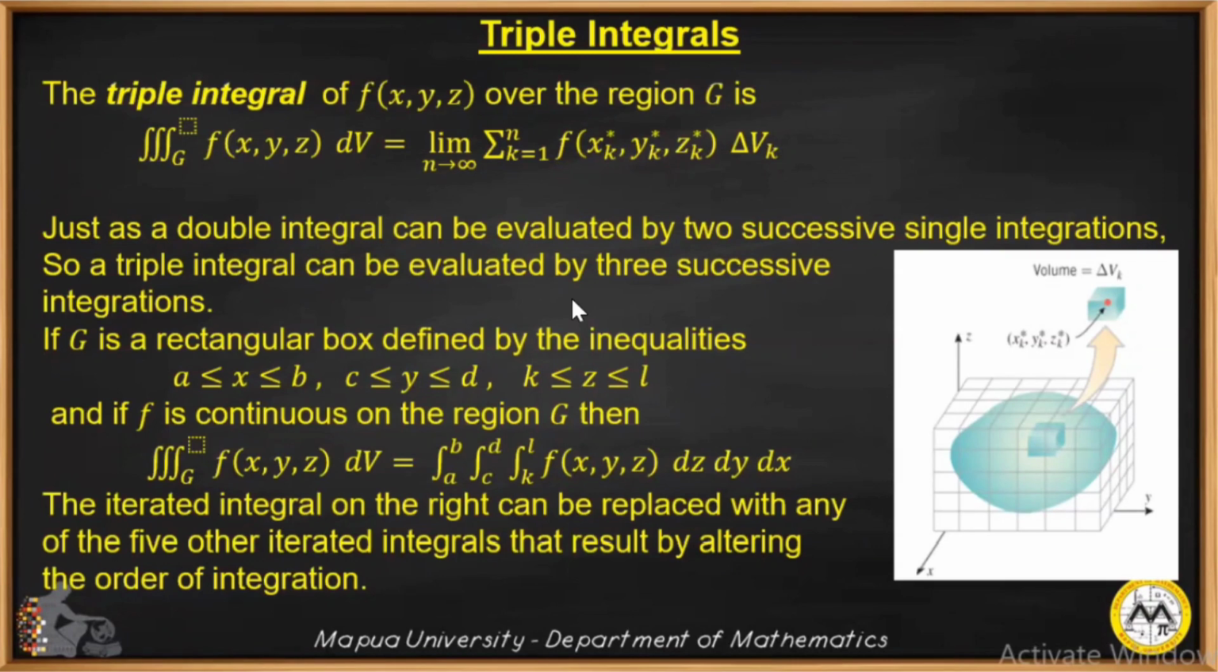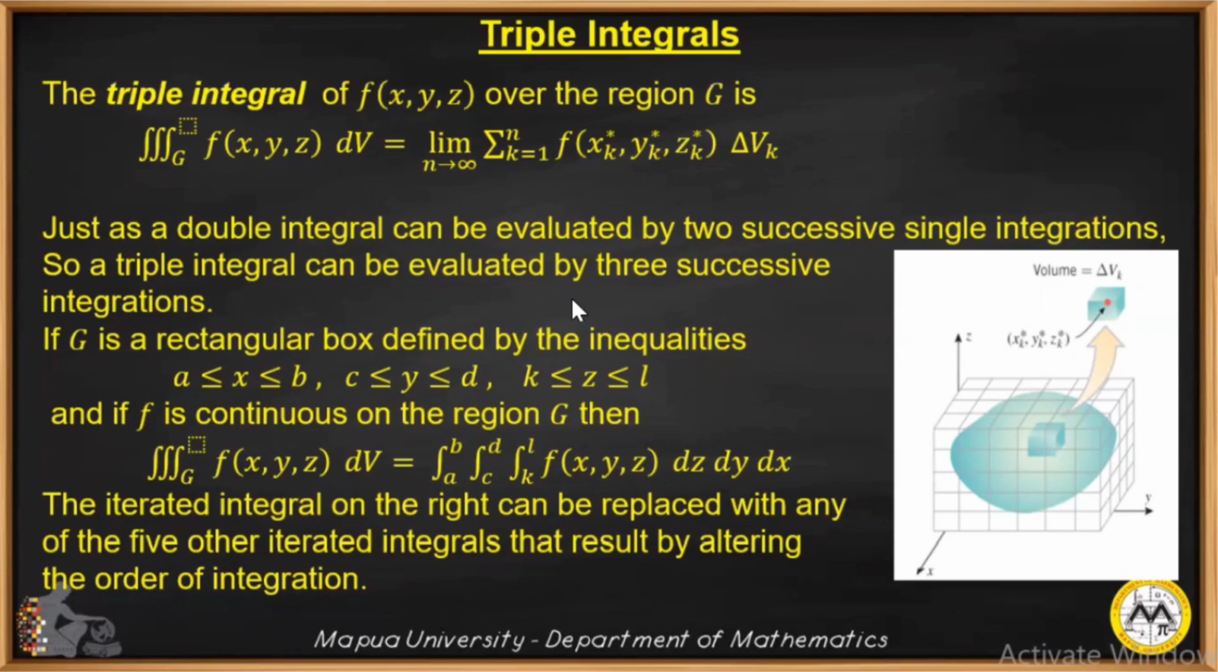The rectangular box has sides dx, dy, dz. So, for example, if we consider this as the element, which is a rectangular box, we shall call this side dy. This side is dx, and the height is the differential of z.